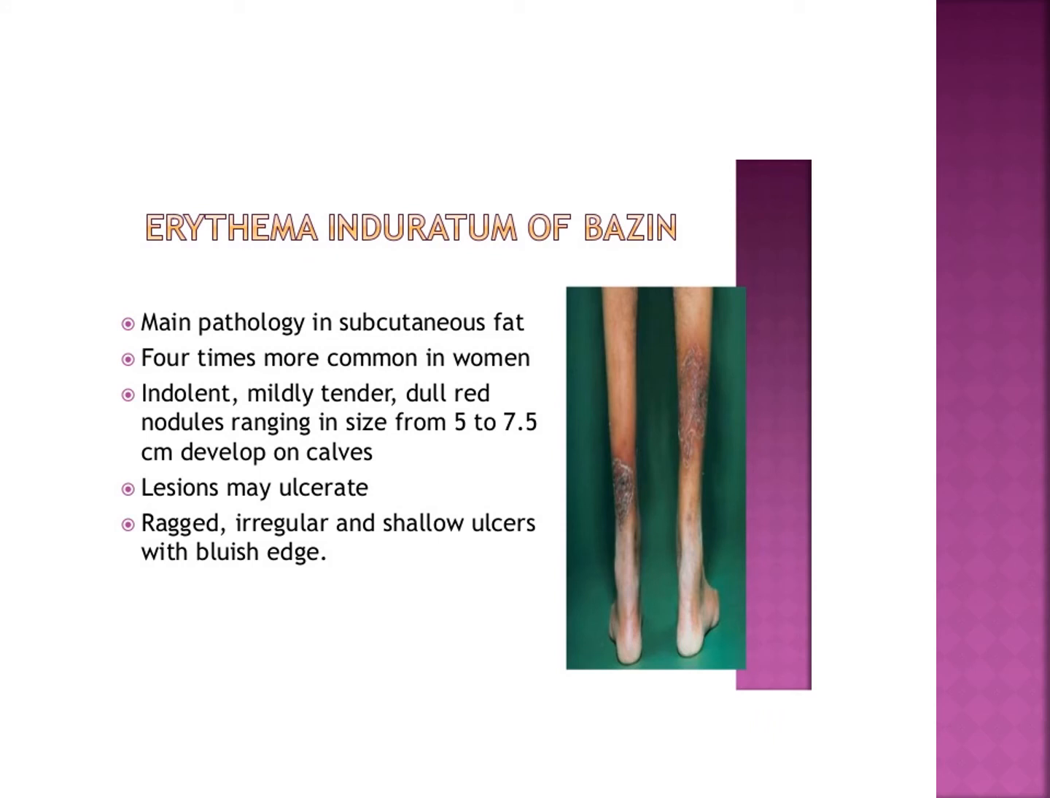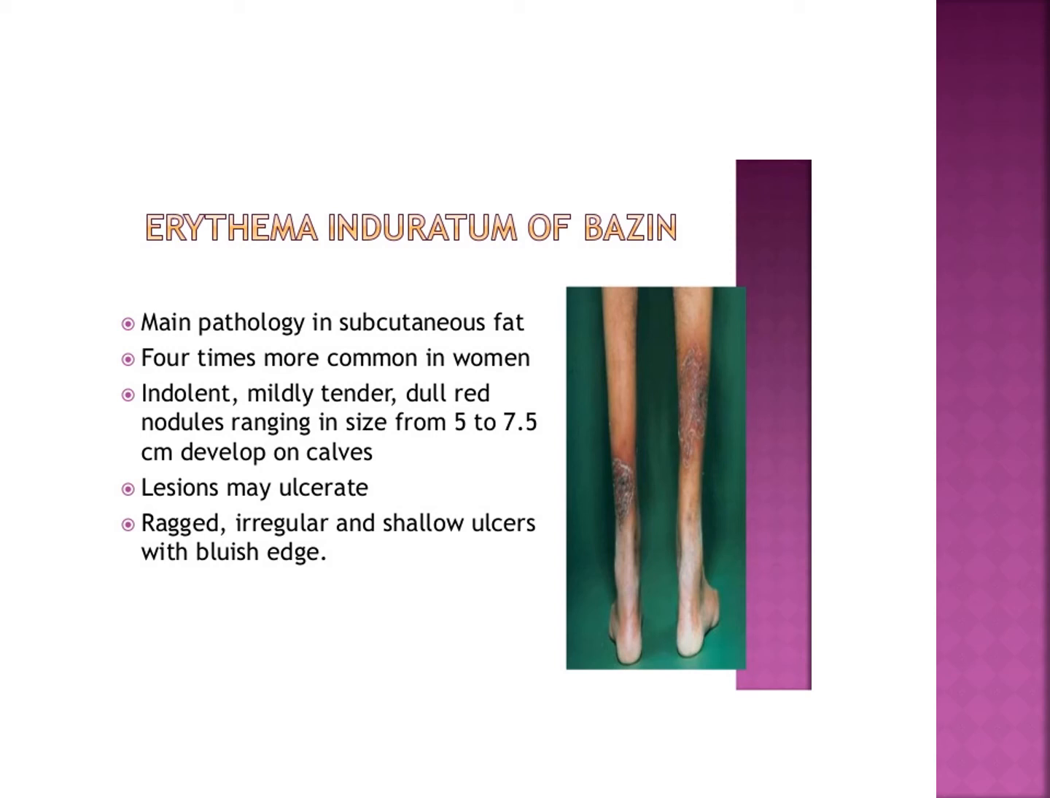Erythema induratum of Bazin. This is also a type of tuberculosis, but it mainly affects the subcutaneous fat and causes panniculitis, which is inflammation and involvement of the subcutaneous fat. It is four times more common in women, and its presentation is the important thing which you need to remember. It presents in the form of nodules, but not in front of the shin or legs. It is slightly on the lateral or posterior side of the leg, without much pain, and very mildly tender.